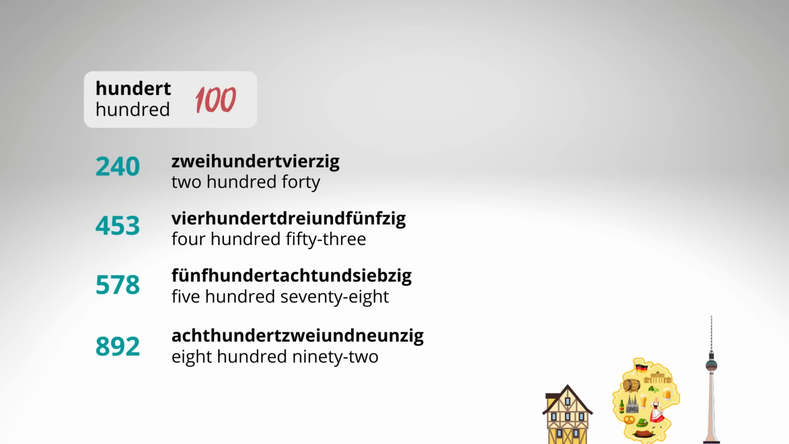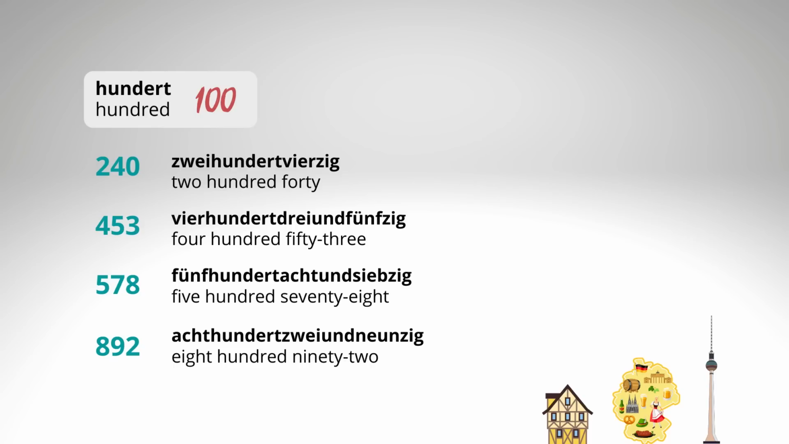And last but not least, one final example is the number 892. In order to translate 892 into German, we again start with 800, so the first digit, and then we move on with 92. So all in all, we have 892.